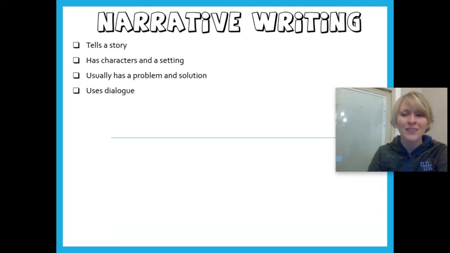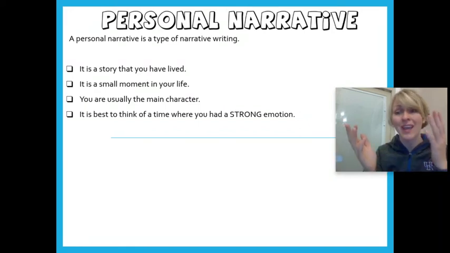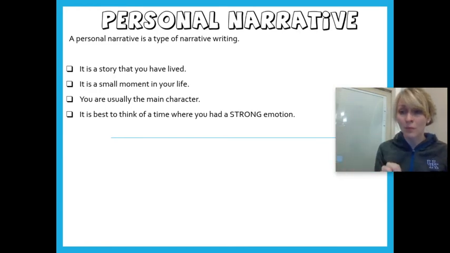But we're working on a special kind of narrative writing, which is called a personal narrative. Personal means it's about you. It's a story that you have lived. But what we want to focus on is we're picking a specific small moment in your life. And we're going to talk about a small moment versus a big moment today. We want to make sure we're picking a very small moment that's specific in our life, okay?